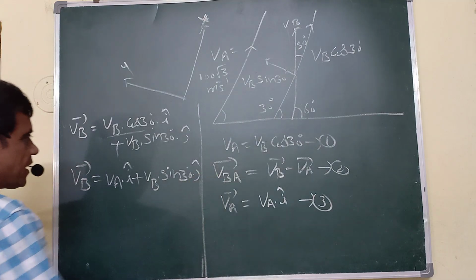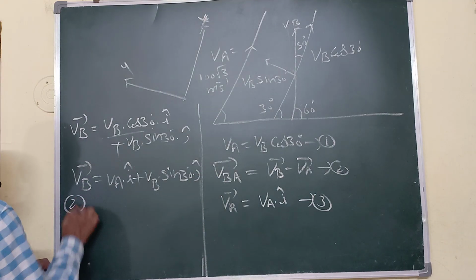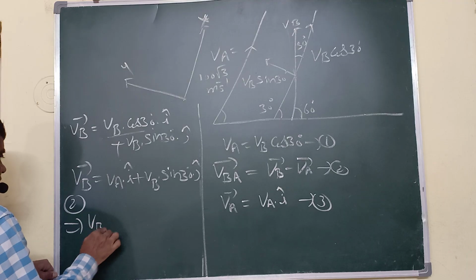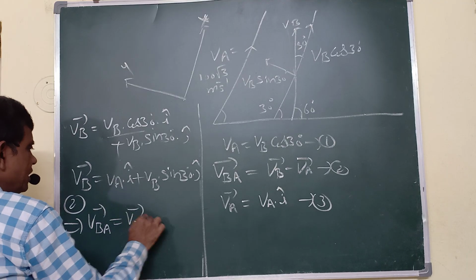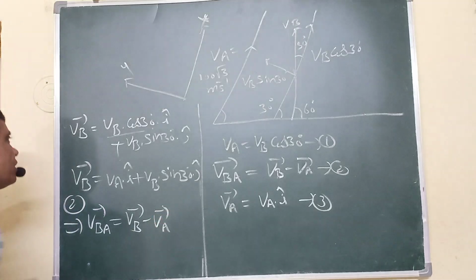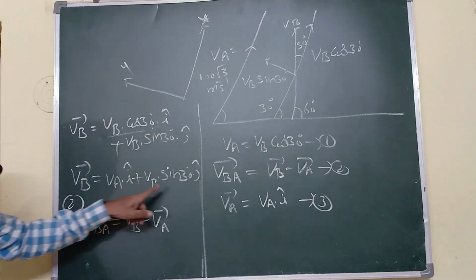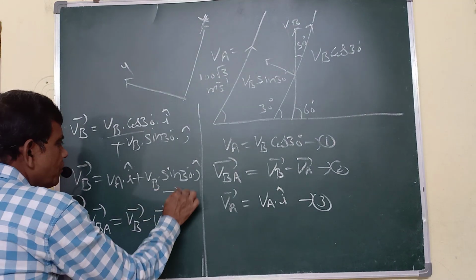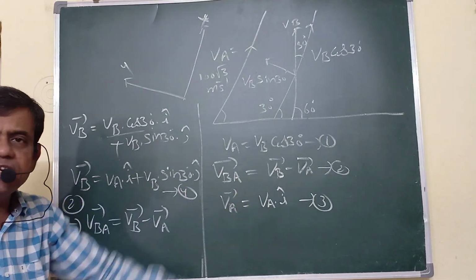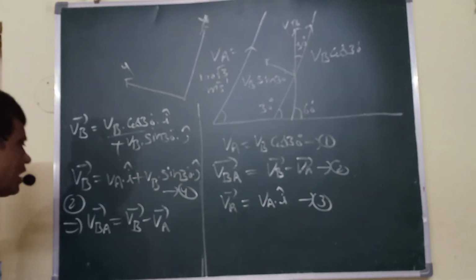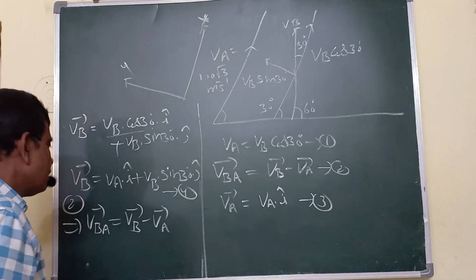Now you take the second equation. What is the second equation? VBA equals to VB minus VA. What is the VB value? This is the VB value. This is my equation number 4. VB value this, and VA value VA into I. Now substitute these two values.